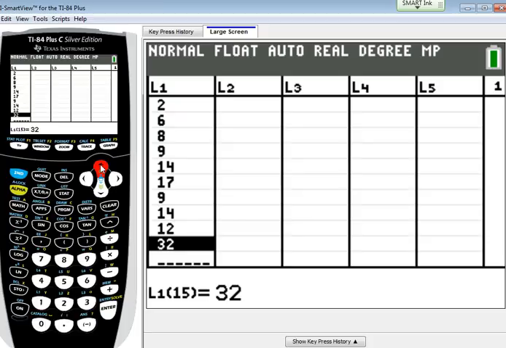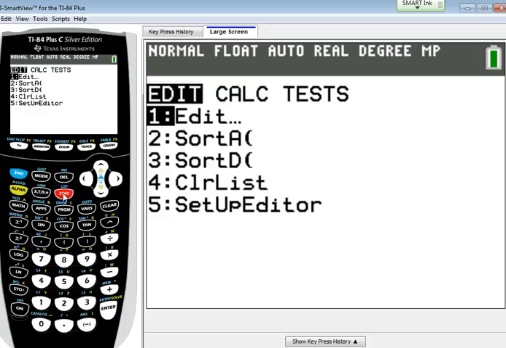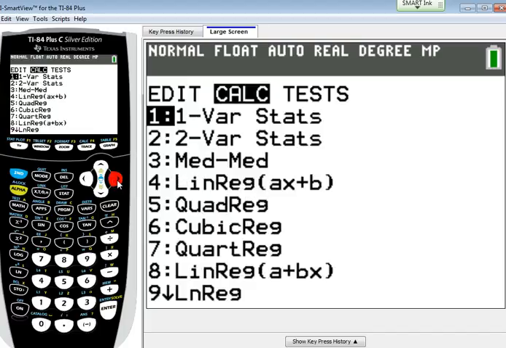Okay. I wrote the directions in there too, for you on the side. Once you're done, you have them all entered, we're going to go back to the stat key. I wrote the directions right on the bottom so you can follow along too. We're going to arrow over to calculate. Okay, and we're going to go to 1 var stat.